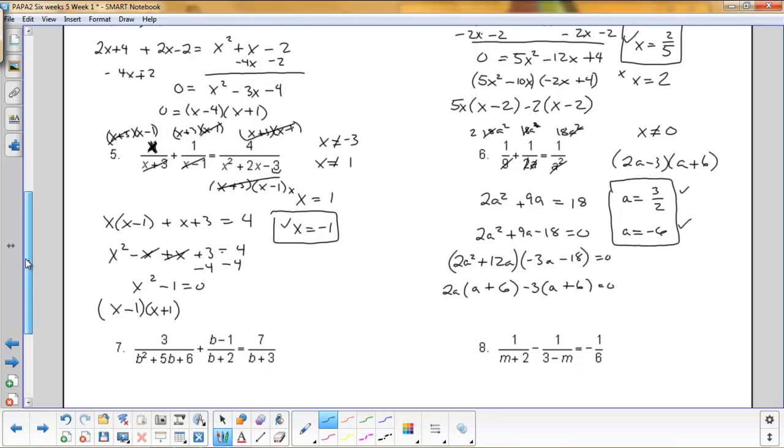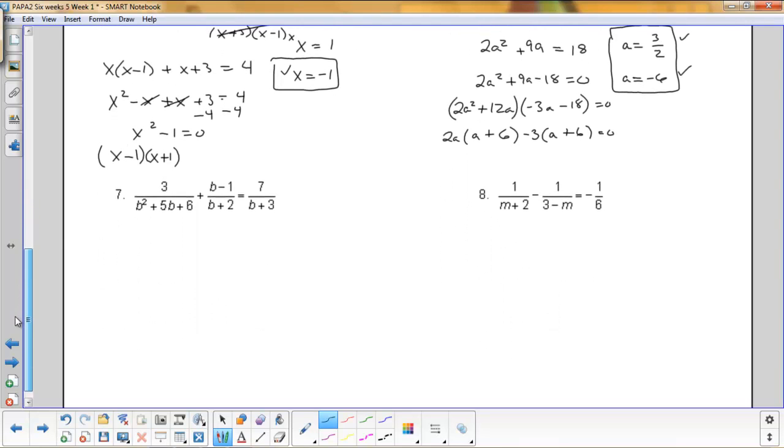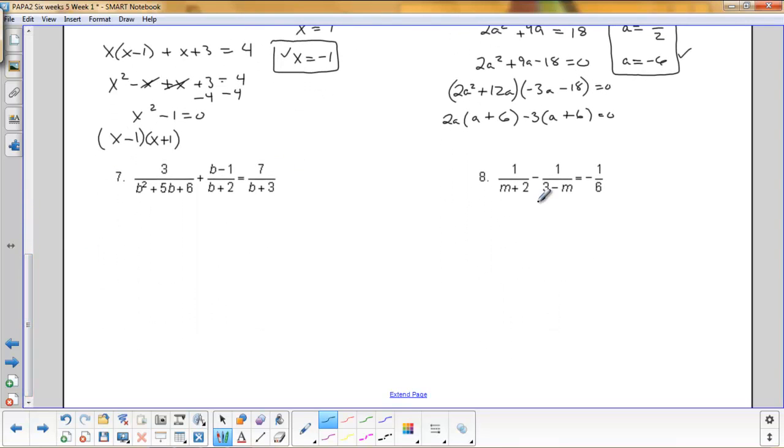Please take the time now to solve questions numbered 7 and 8 on your own. See if you can come up with your solution and be ready to share that tomorrow with the class or with your group. Make sure that you understand what you're looking at before we move on in the lessons.